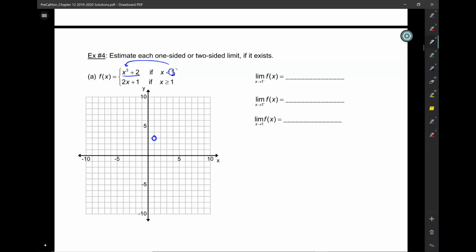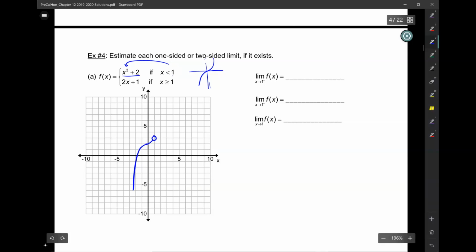And then this is a cubic function. And what do cubic functions look like? They look like this. Now this has been raised. It has a vertical shift of 2. So that point is right here. So basically that looks like this. Okay?